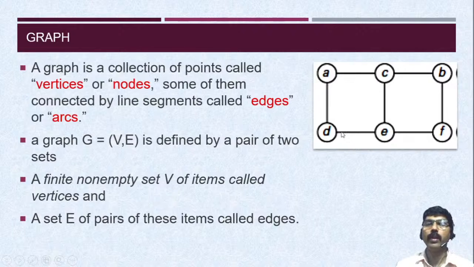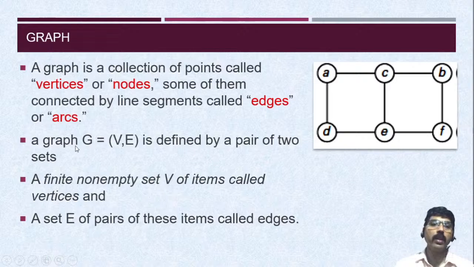This is a pictorial representation of a graph. The definition is: a graph is a collection of points called vertices, sometimes also called nodes. Here A and C are vertices, and these vertices are connected by some line segments called edges or arcs.